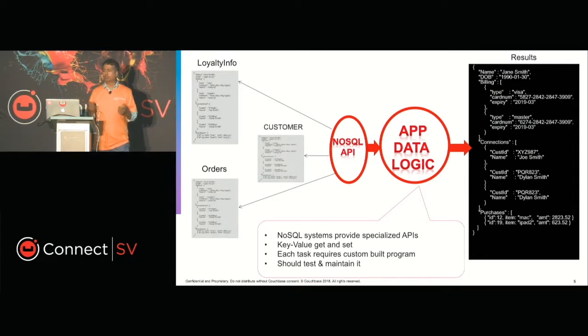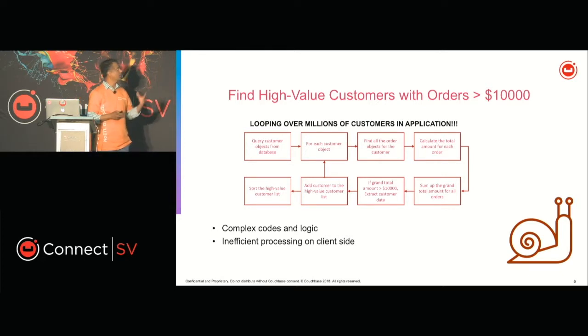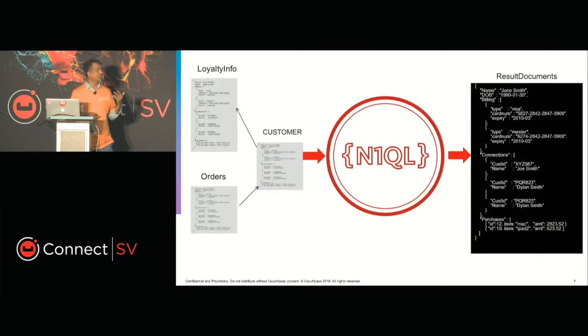And this has issues: you have to write the program, debug, maintain, and verify its correctness, and so forth. When you have to write a simple program like finding the high-value customers with orders greater than 10,000, you have to loop through all the customers, group the orders by the customer IDs, get the sales amount, do the aggregation, and then do the filtering and give the report. If you have to do it manually, it's a painful process. For each report, you have to write a new application.